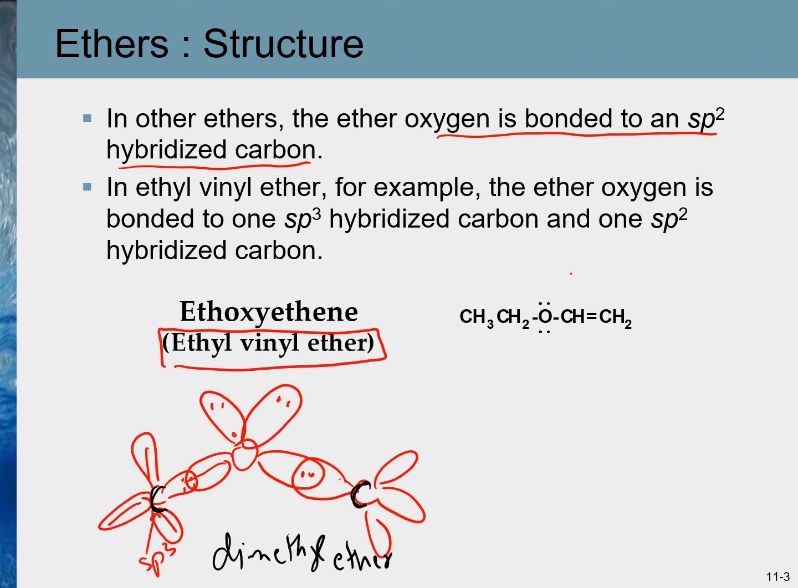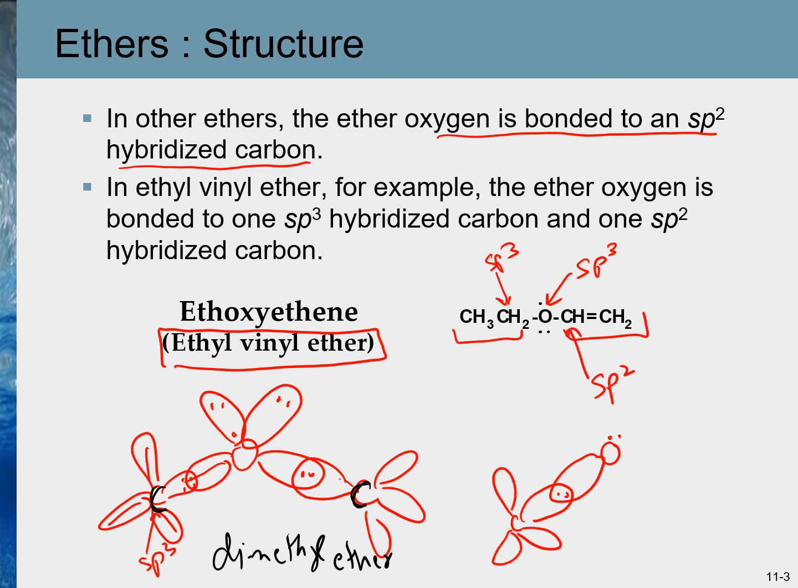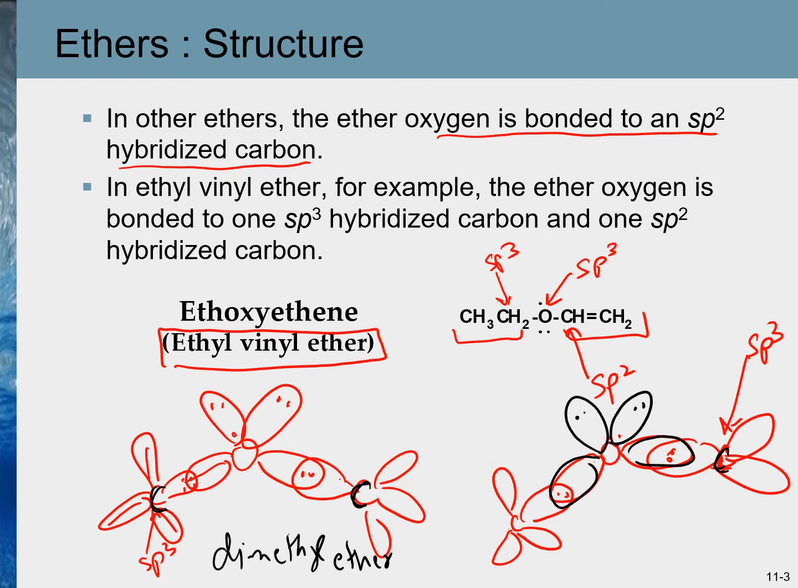So in this case, oxygen atom of course is still sp3 hybridized, and on the left hand side, the ethyl chain, the carbon is also sp3, but on the right hand side, the vinyl group, this carbon is sp2 hybridized. So in this case, oxygen atom is bonded to a sp3 hybridized carbon on one side, but on the other side it is bonded to sp2 hybrid carbon. But the hybridization state of oxygen does not change. Oxygen still remains sp3.